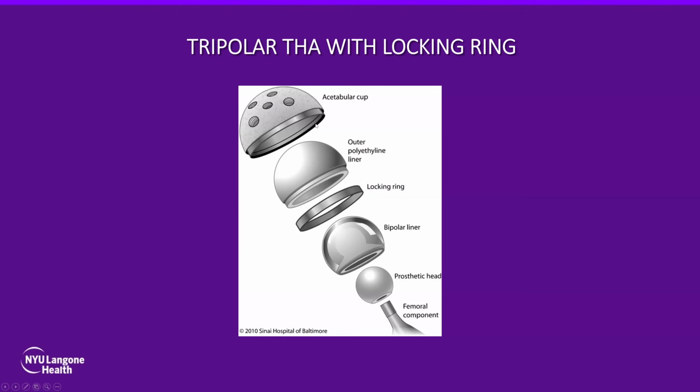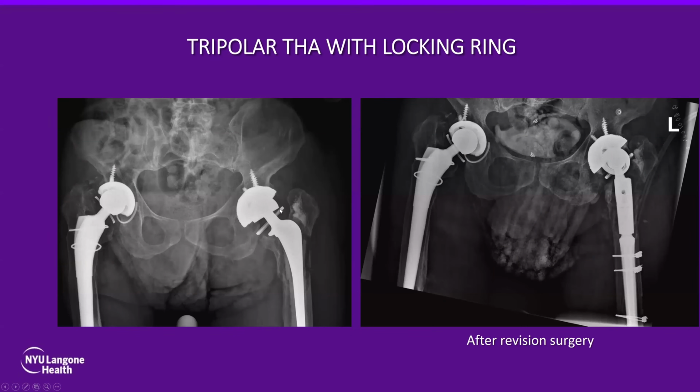So this is how the components go. We have the acetabular cuff, then the outer liner, then the ring that keeps this liner in place, then the bipolar liner, and this is the head. So one level of motion between the head and this liner, one level of motion between this bipolar and this outer liner, and this is the lock. In this case, you can see that the ring on the other side is completely broken. You see that the ring is divided in half. So that's a failed ring.